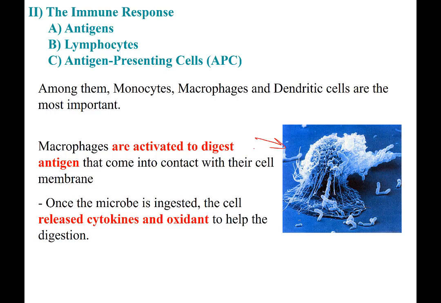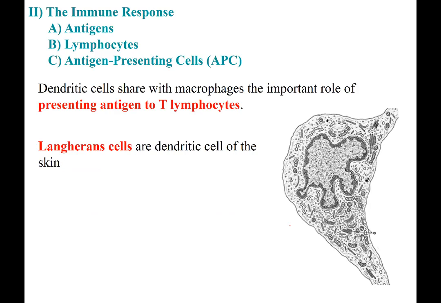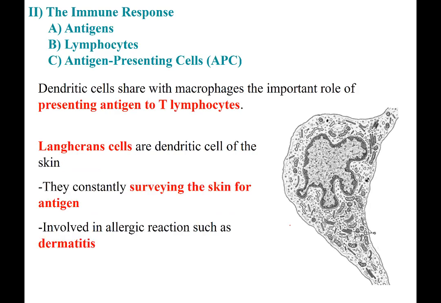If you see here, that is a macrophage, an antigen presenting cell exposed to bacteria. You can recognize the bacteria here, and you see this dendritic part. They're going to catch the bacteria, engulf the bacteria, get the bacteria in, and then digest them. Those are Langerhans cells, the ones we have on the skin.